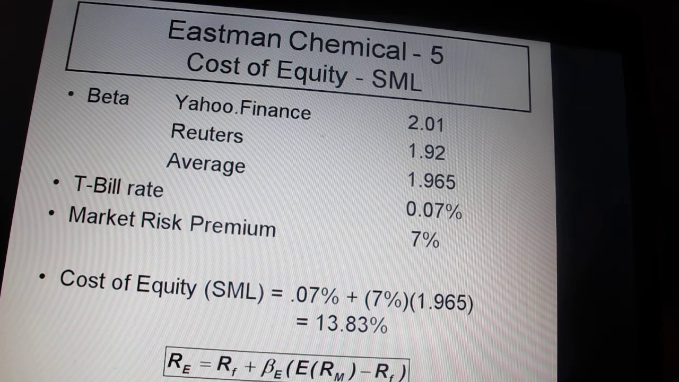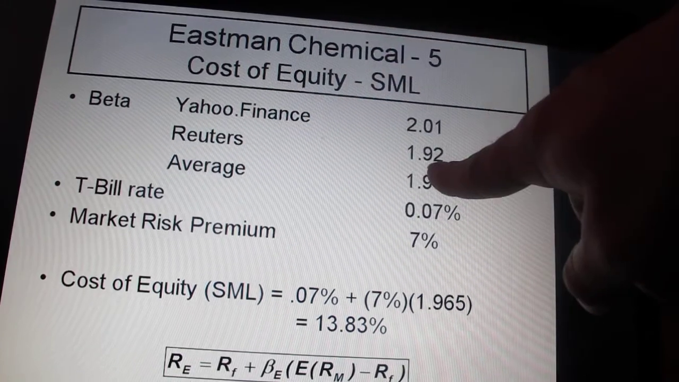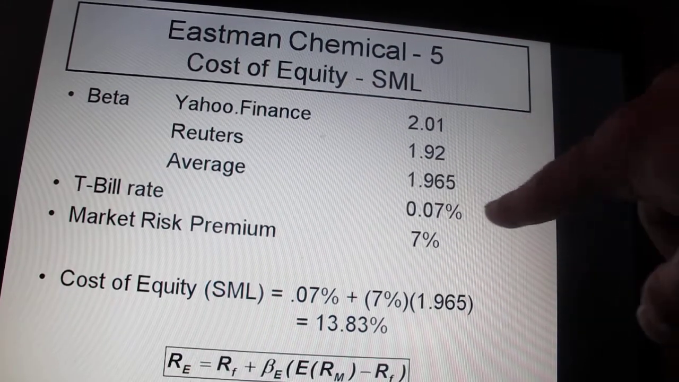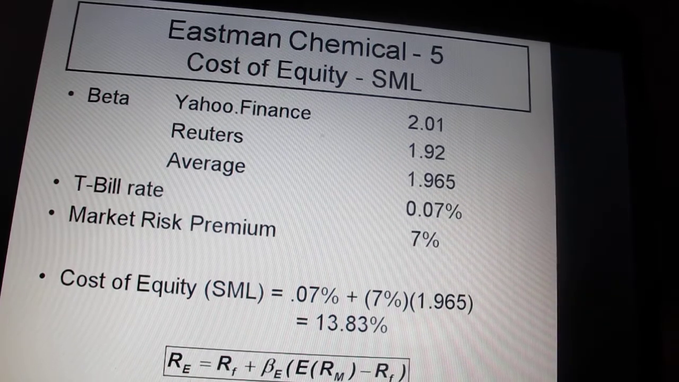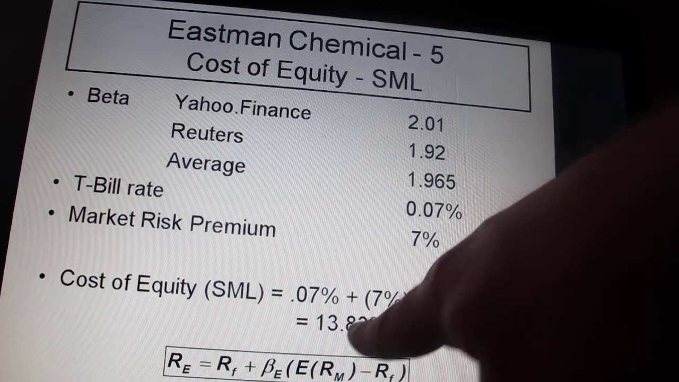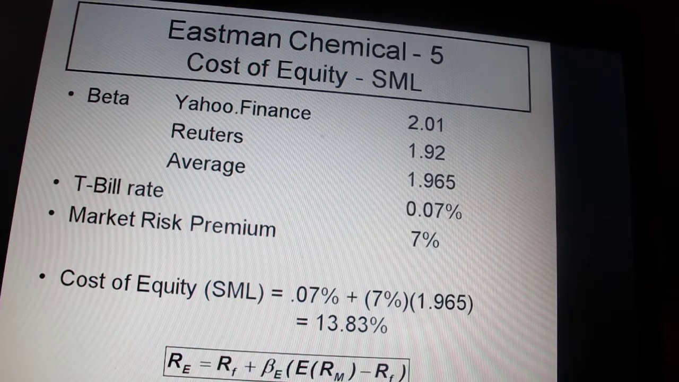So what they do with those betas is take Yahoo's and Reuters' beta, and then average the two of them. The T-bill rate was given, the market risk premium was given. So they can obtain, using the security market line or the CAPM approach, depending on your terminology, an answer here for the cost of equity, which is 13.83%.